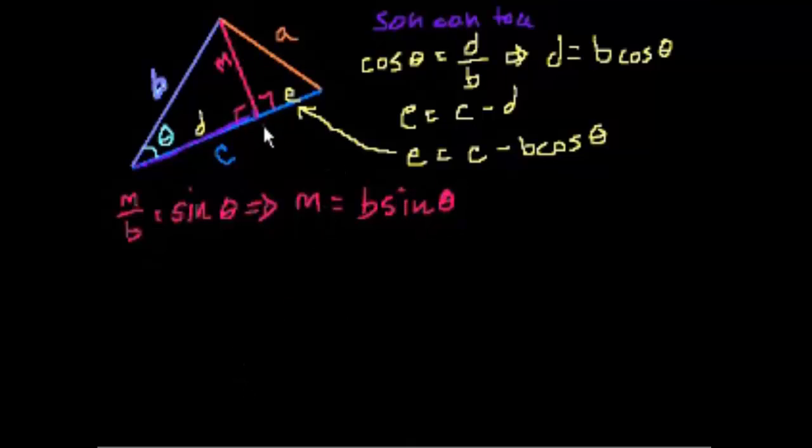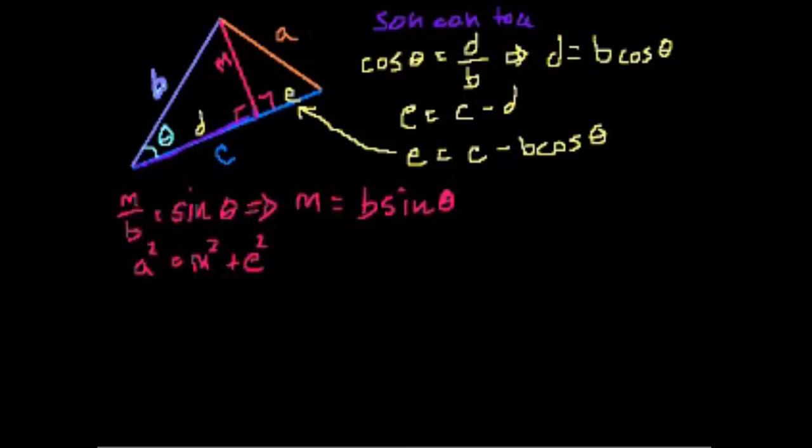So we figured out M, we figured out E, and now we want to figure out A. And this should jump out at you. We have two sides of a right triangle, and we want to figure out the hypotenuse. We can use the Pythagorean theorem. The Pythagorean theorem tells us A squared is equal to M squared plus E squared, right? Just the sum of the squares of the other two sides. Well, what's M squared plus E squared?